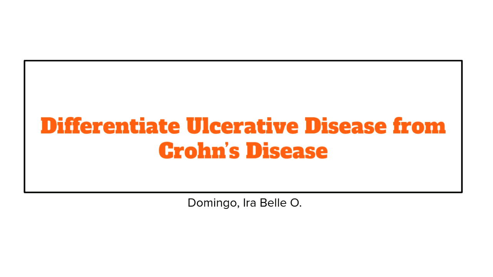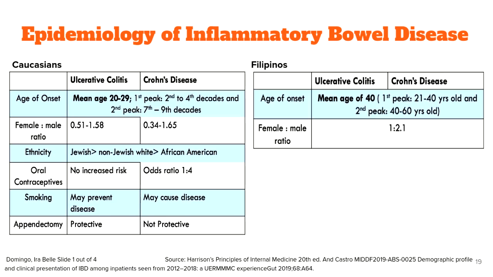To differentiate ulcerative colitis from Crohn's disease, first, let's differentiate the epidemiology of ulcerative colitis and Crohn's disease in different populations. In this slide, I compare two populations. One study was done with a Caucasian population and the second study was done locally with the participation of Filipinos. So the mean age in Caucasians is 20 to 29 years old, with the first peak at the second to fourth decades of life, and the second peak at the seventh to ninth decades.